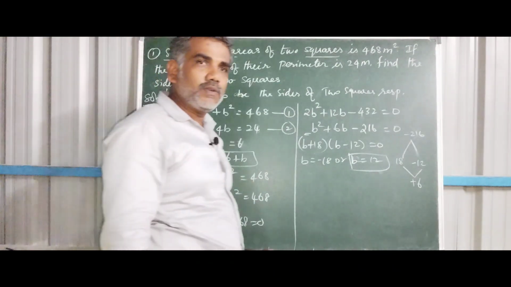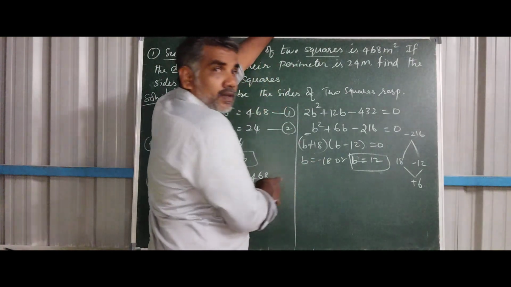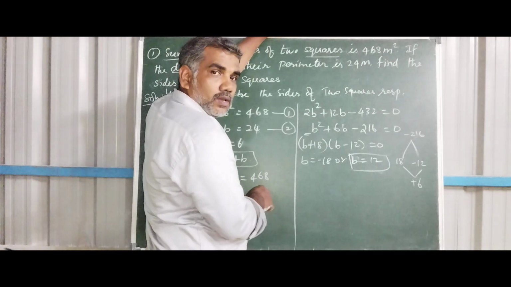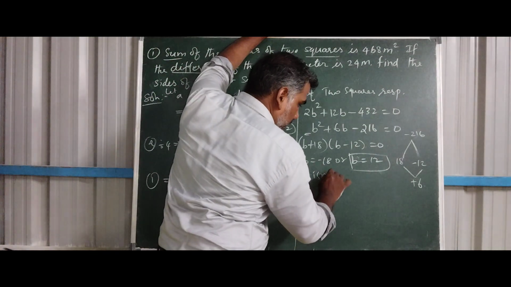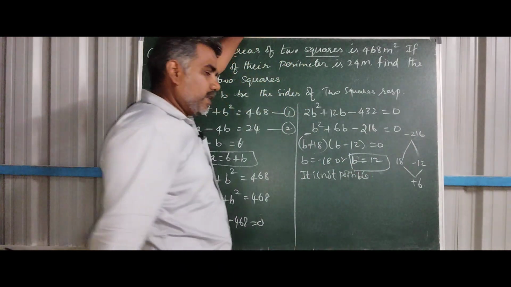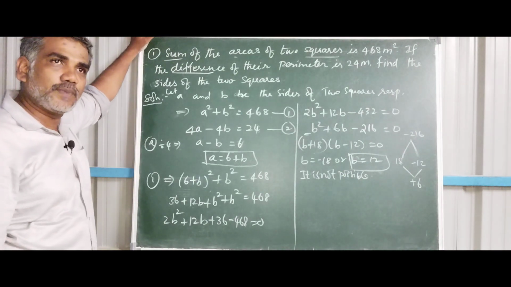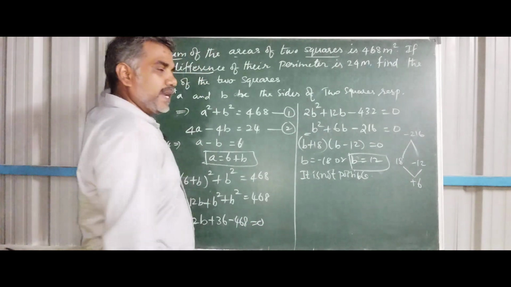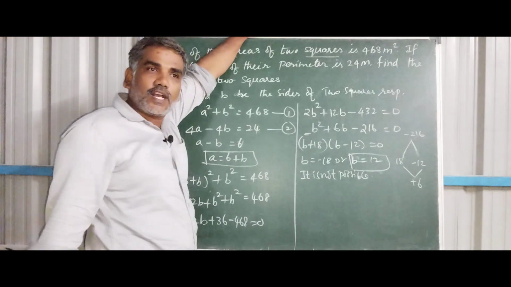Can a side be negative? No, it cannot be negative. Therefore you have to mention that it is not possible, because in the last year question paper, in the answer key, it is compulsory to mention whether it is possible or not possible, especially when it is not possible. So it is not possible because B cannot be negative, because it is a side. Therefore we can have only B is equal to 12.